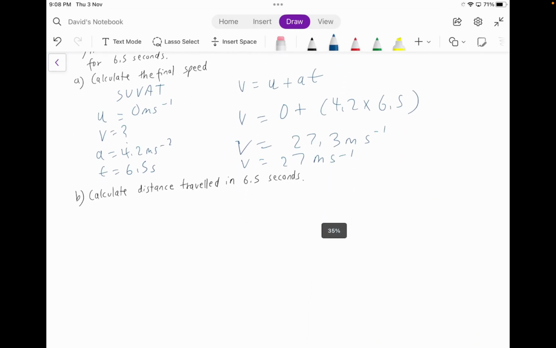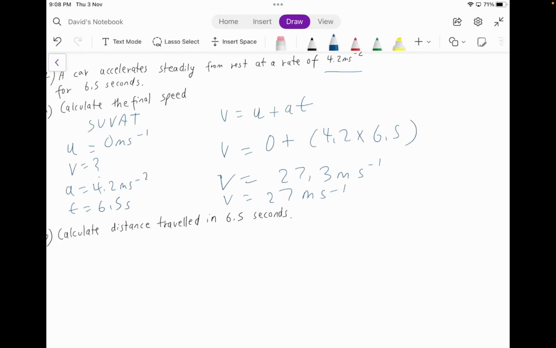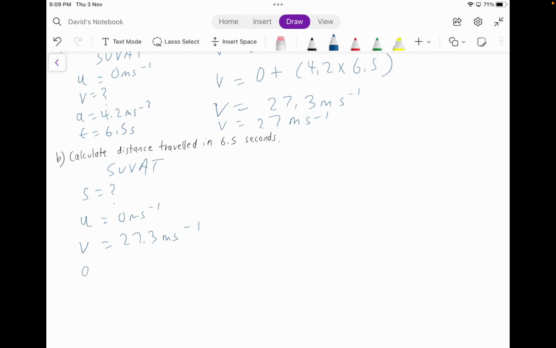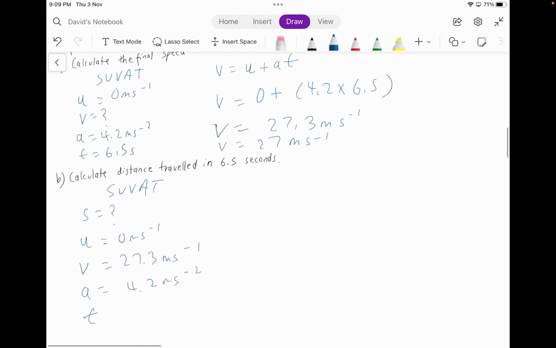All right, let's move on to the next part. Calculate the distance traveled in 6.5 seconds. This time we're going to write SUVAT once again. You're going to have distance, which is unknown here. Your initial velocity, which is 0 meters per second, as we know. Your final velocity, this time we know that it is 27.3. I'm just taking the correct value that we have found without rounding to any number of significant figures. The acceleration we know is 4.2 meters per second squared from the above question, and we know that time is 6.5.